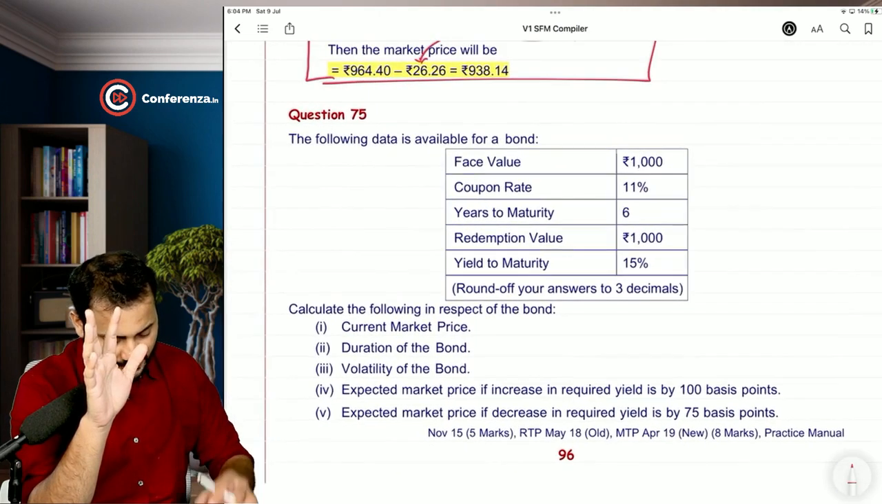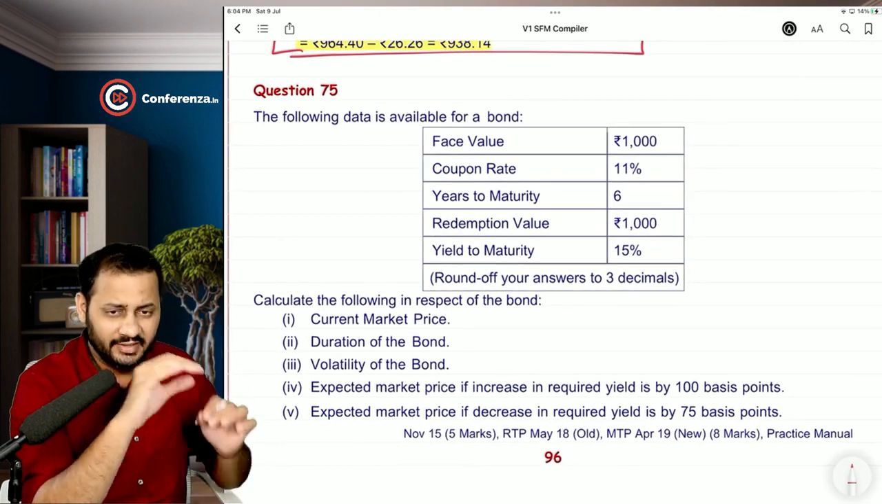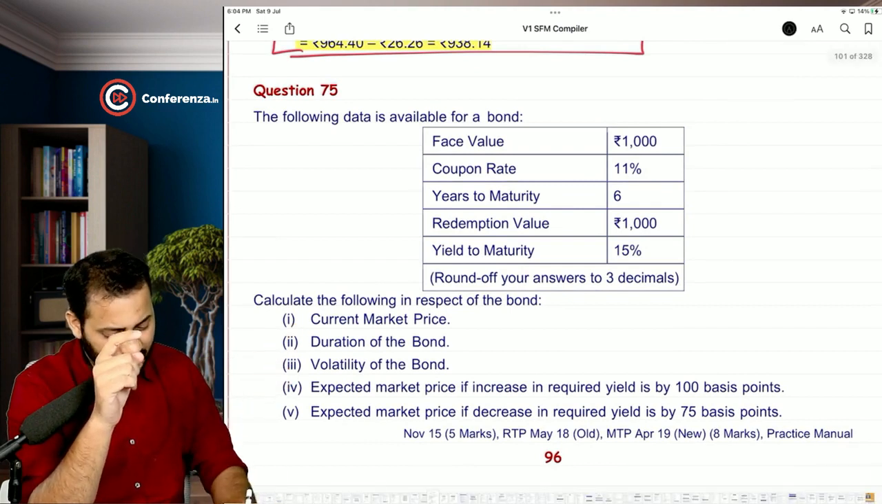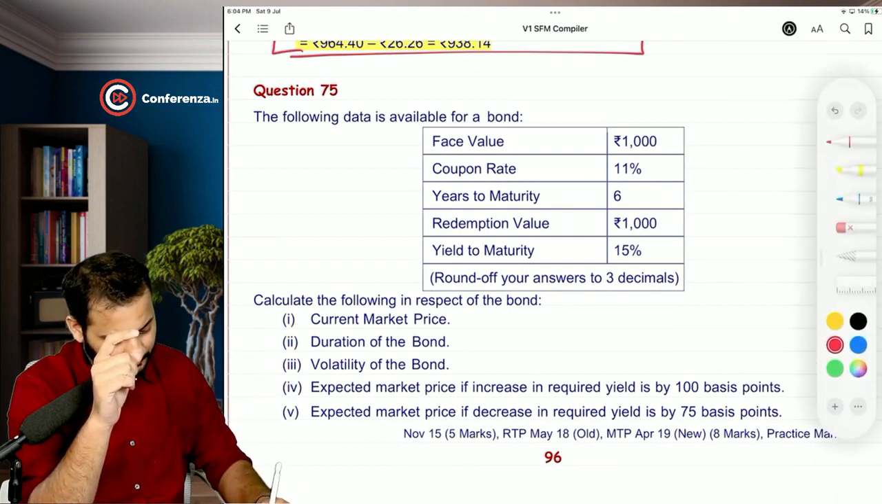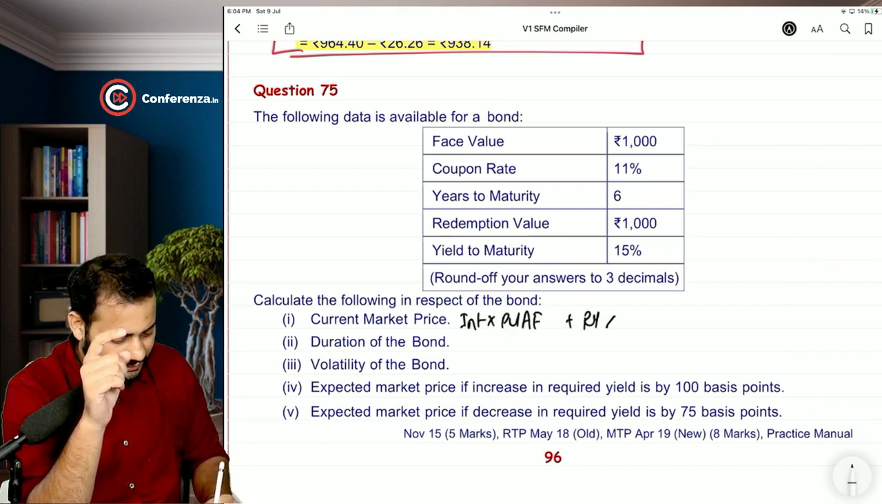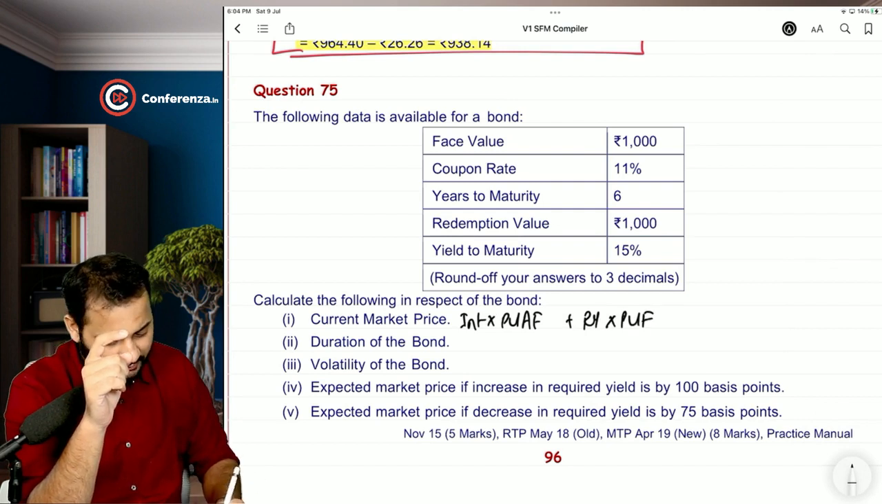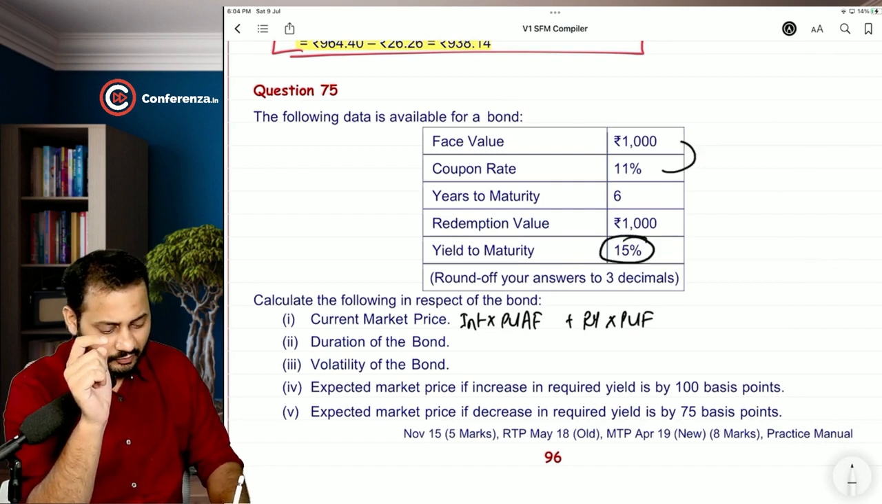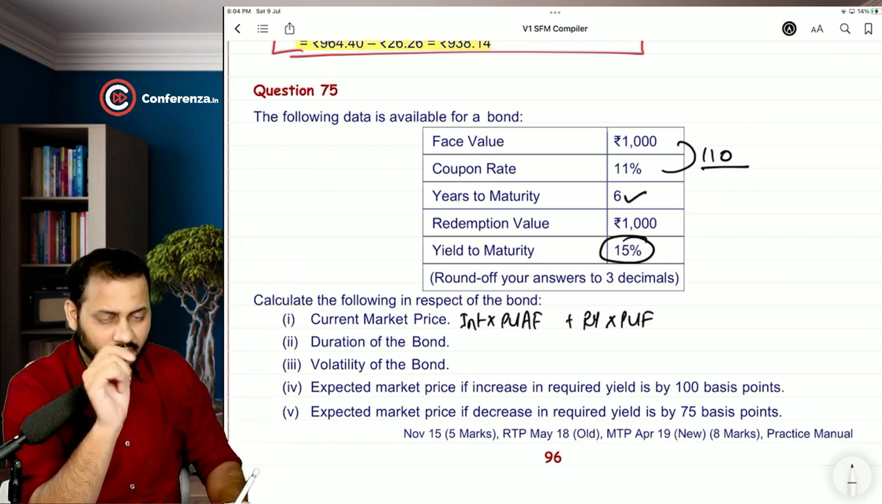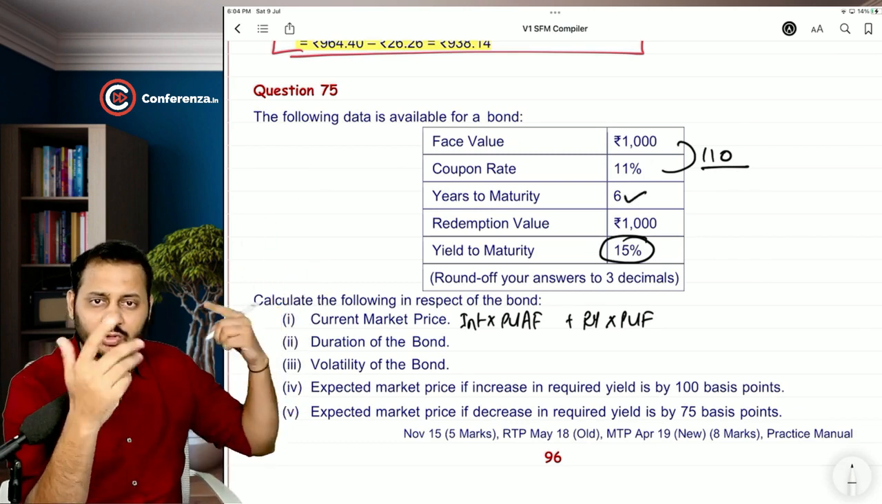Question number 75. Have a look. It is exactly the same. You can calculate the current market price with the same method. See. Interest into present value annuity factor plus redemption value into present value factor. What is the YTM in this case? 15%. 110 will be the coupon amount. The number of years are the same. Redemption is also at par.